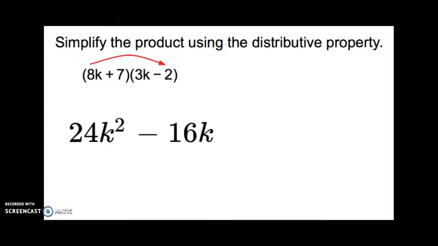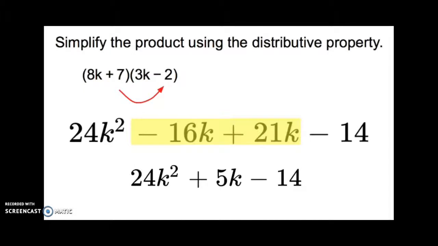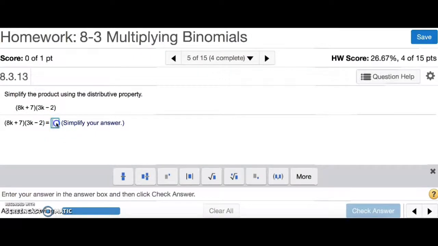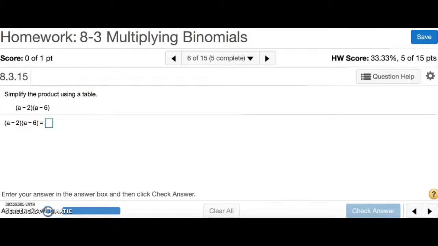Now we multiply the 7 into everything. So 7 times 3k is 21k, and 7 times negative 2 is going to be negative 14. Now my like terms are negative 16k and 21k. Adding them together, I'll get 24k squared plus 5k minus 14 as my answer. So let's type that in. So we have 24k squared plus 5k minus 14. And that's number 5.